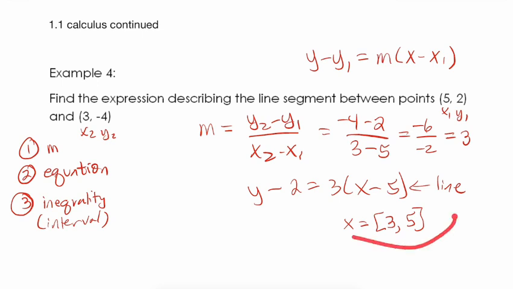I would prefer interval notation. If you did put the inequality that x has to be between 3 and 5, less than or equal to 3, 5, that's okay too. I just want us to use interval notation as much as possible. Am I going to mark it wrong if you use the inequality? No. But just get in the habit of using interval. Okay. Any other questions about example 4?